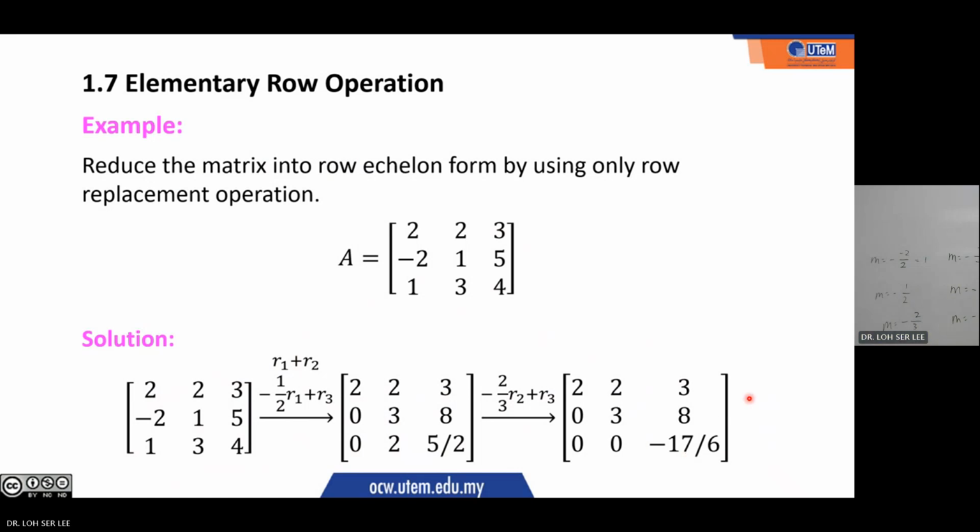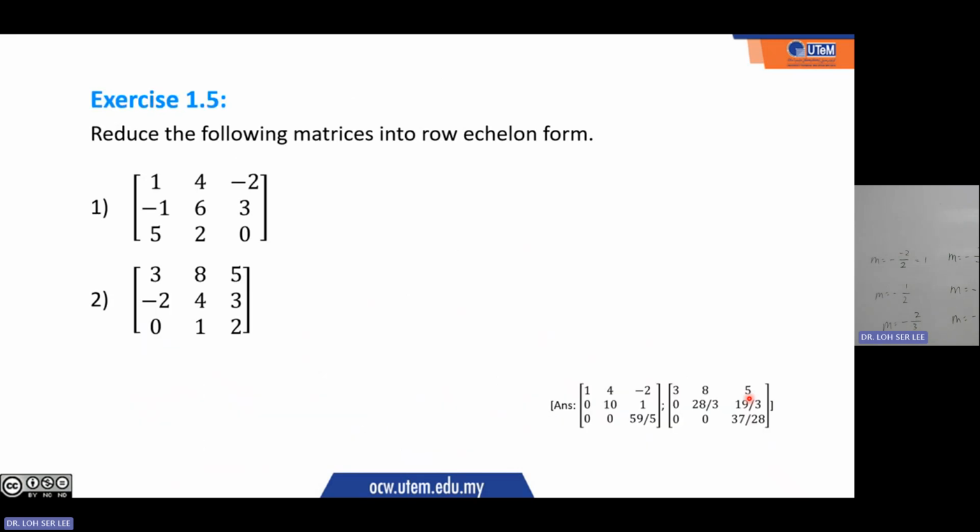Okay, this one you need to try in order for you to identify whether you understand it or not. So we try this now. We try this together.